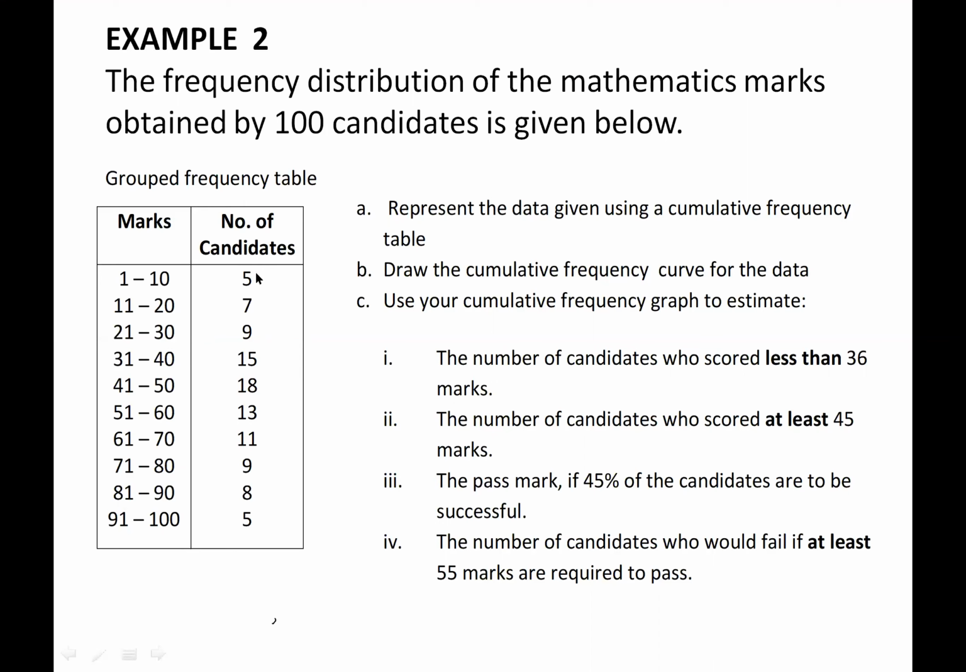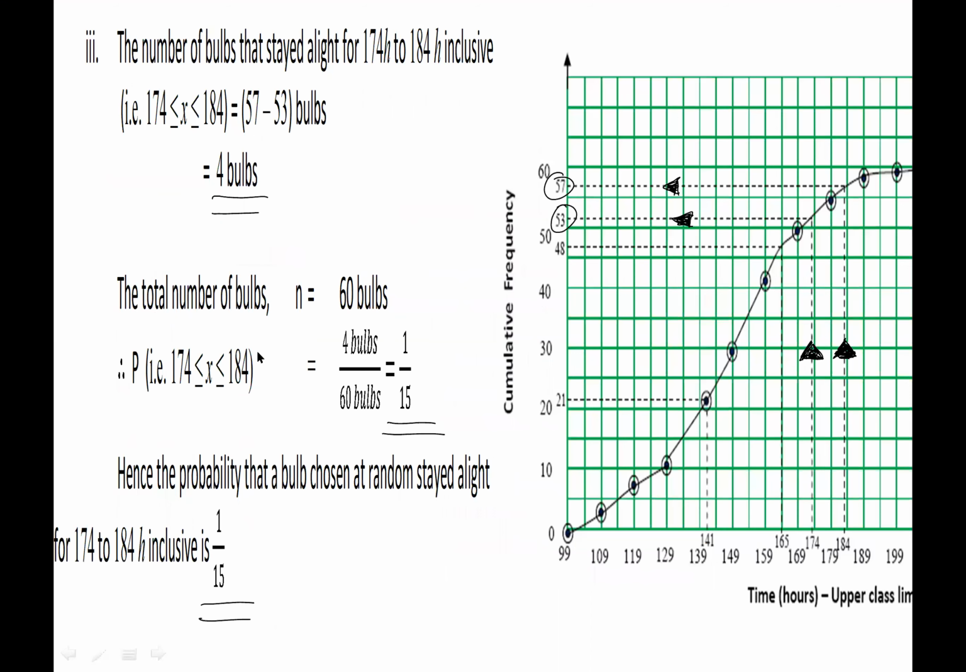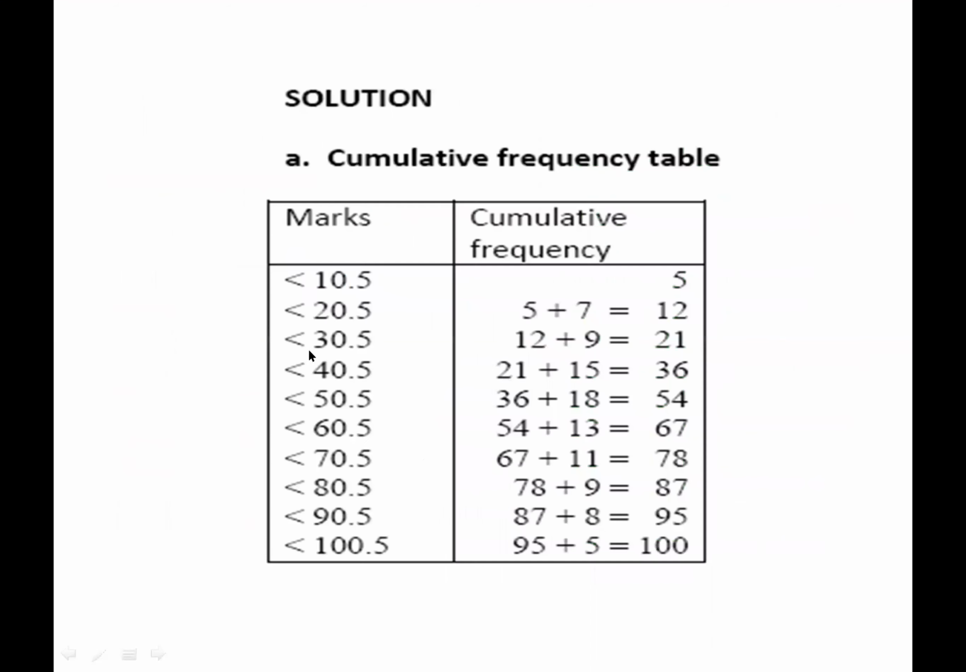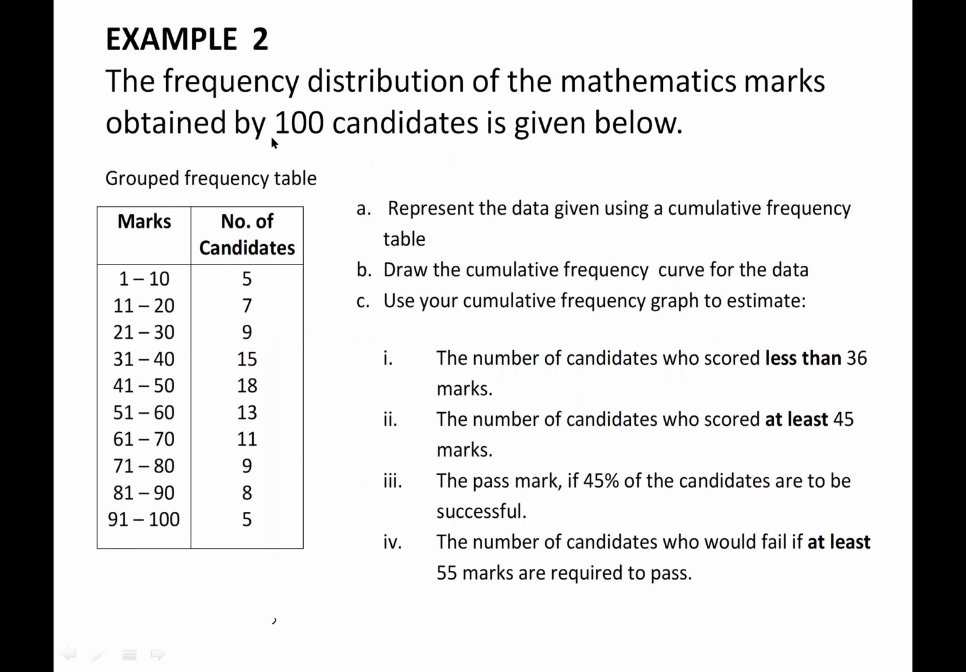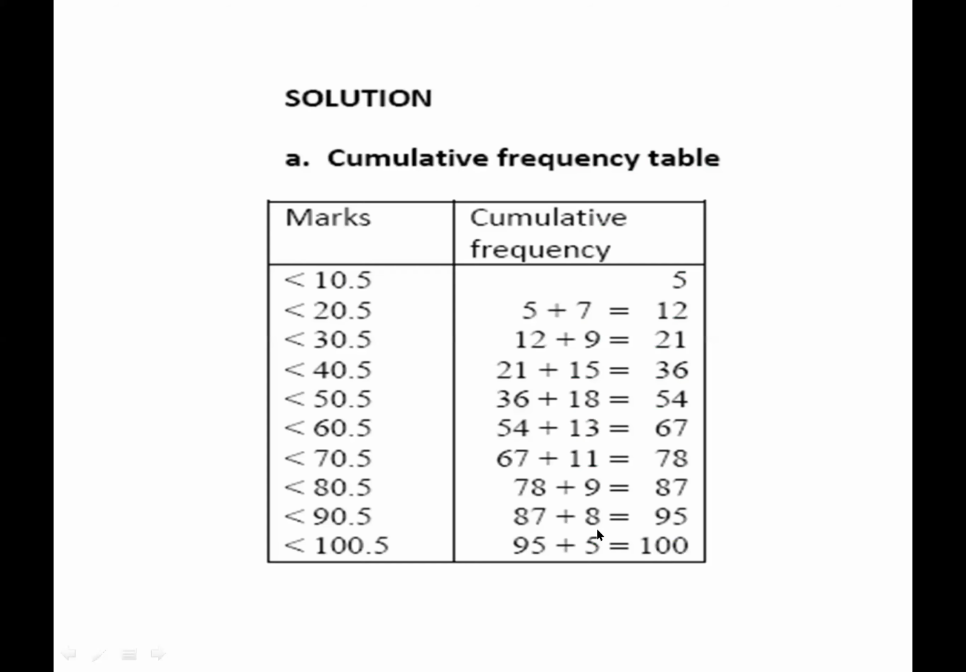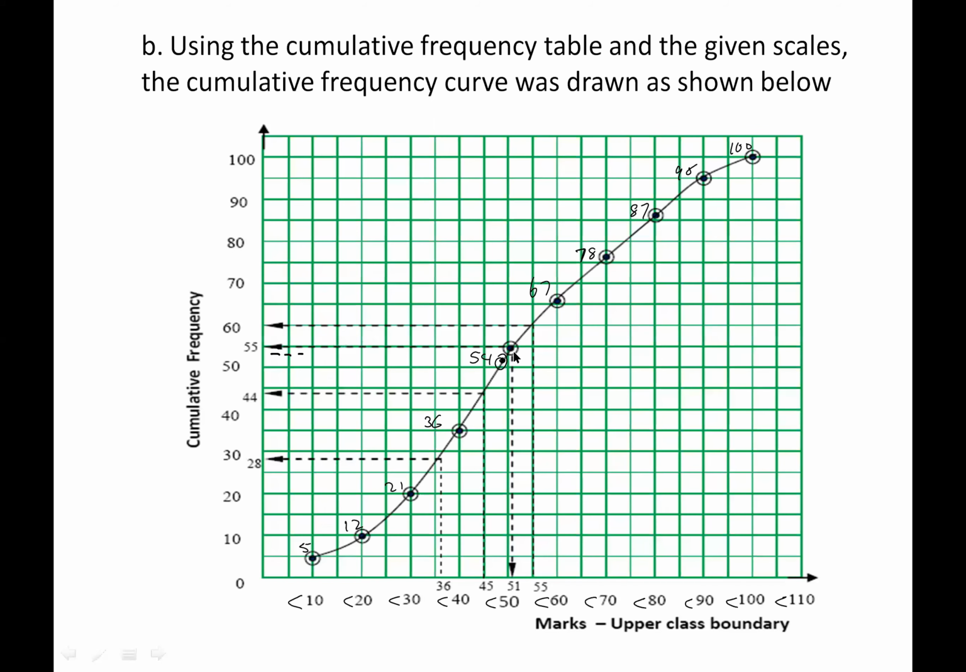21 candidates, when we sum this up, would score less than 30.5 marks. So let's check it there. 21 candidates would score less than 30.5 marks. And we continue all the way through until we reach this point. Once you get 100, you know that you're correct because they started off by telling you that right here, 100 candidates. So then you would take that information, and you would draw your cumulative frequency curve or ogive.